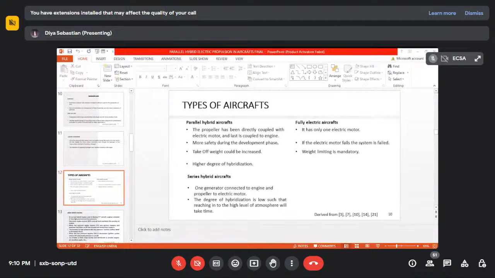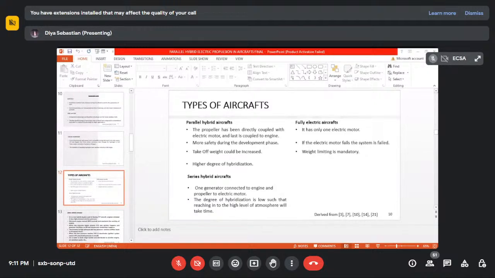The main consideration we need to focus on is that the takeoff weight, or the weight ratio, can be managed to a limit by these parallel hybrid aircraft when we compare to the series and the fully electric one. Then the higher degree of hybridization. The degree of hybridization means the ability of an aircraft to reach higher altitudes. So when compared to a series, with a smaller number of propellers, the parallel hybrid aircraft could reach a higher degree of hybridization, and the fully electric is not that capable of reaching higher altitudes.